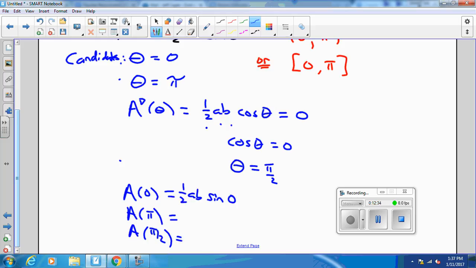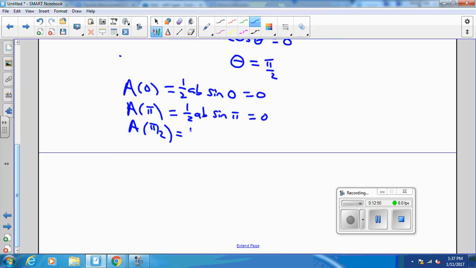1/2 AB sine of 0. What is the sine of 0? 0. Yeah. What's the sine of pi? 0. And what's the sine of pi over 2? 1. So that I get 1/2 AB. Which one of these is clearly the max? Yep. Which means we have the max area.